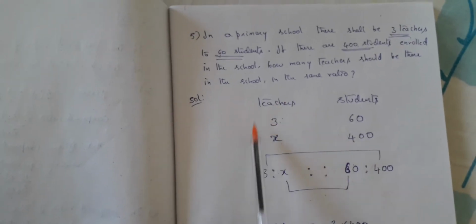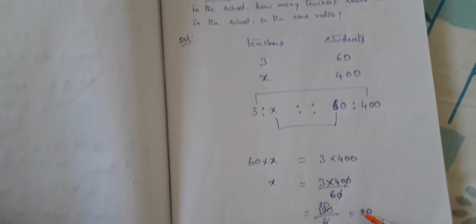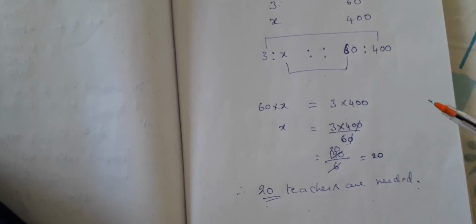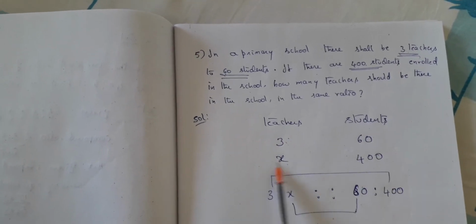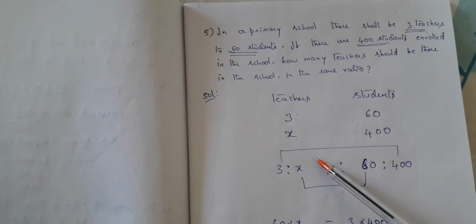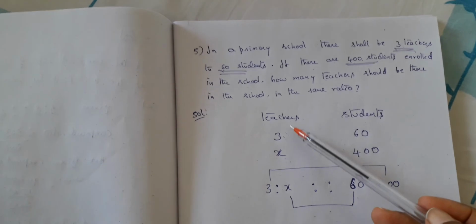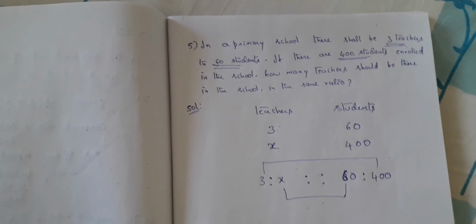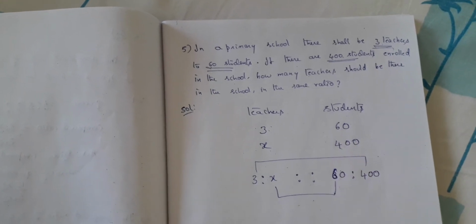Is that clear, children? What is very important is how you get this relationship. Once you get this, the rest is whatever you have learnt in simplifying the equation and finding the value. So how are you writing this? Better you write it in a tabular form like this. All similar quantities come under one column and all the other similar quantities under the other column, like teachers under teachers, students under students. Then teachers by teachers is as students by students.